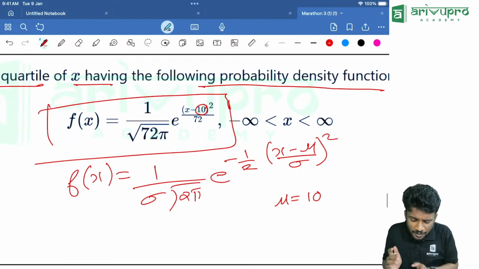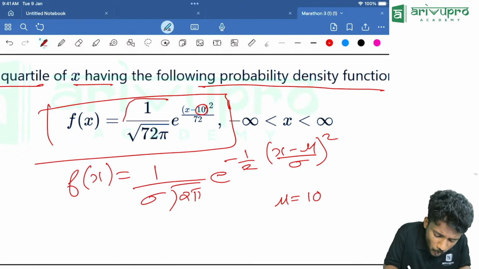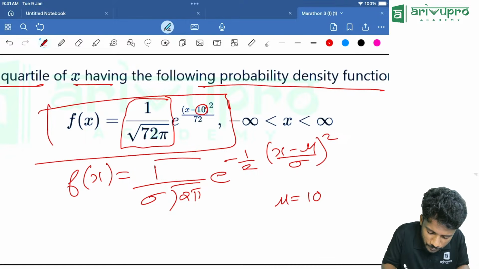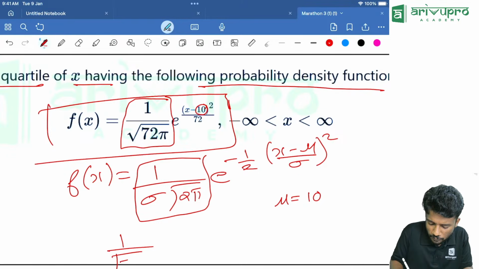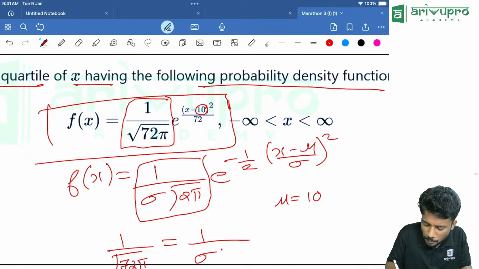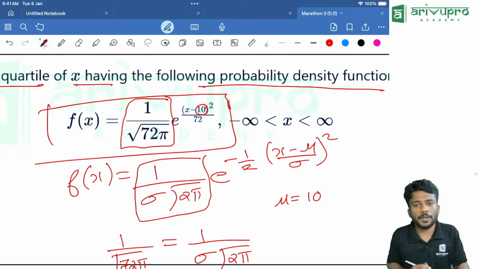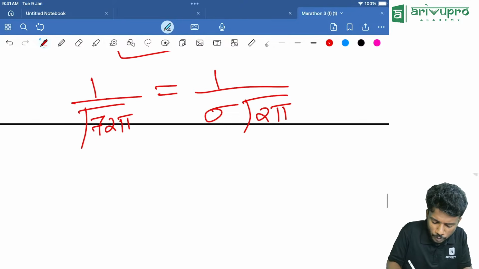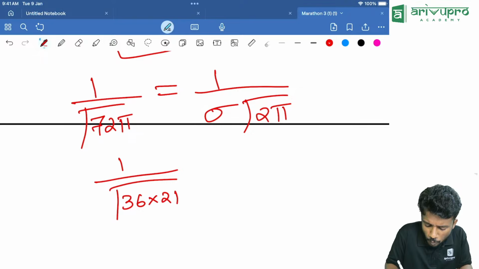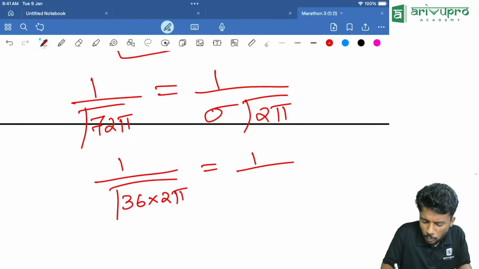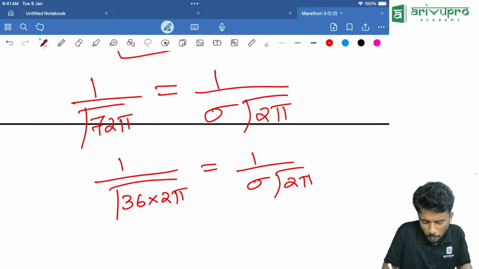Now, how to find the value of sigma? We will equate the entire terms. So look at it. We are taking 1 by root of 72 pi is equal to what? 1 by sigma root of 2 pi. That is the method. Now, how to do this? 1 by root of 72 can be written as root of 36 into 2 pi, which is equal to 1 by sigma root of 2 pi. From this, we can easily calculate the value of sigma.